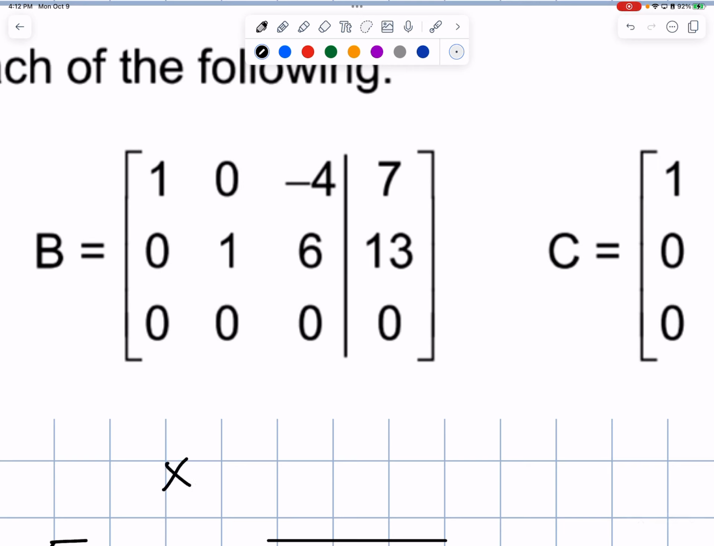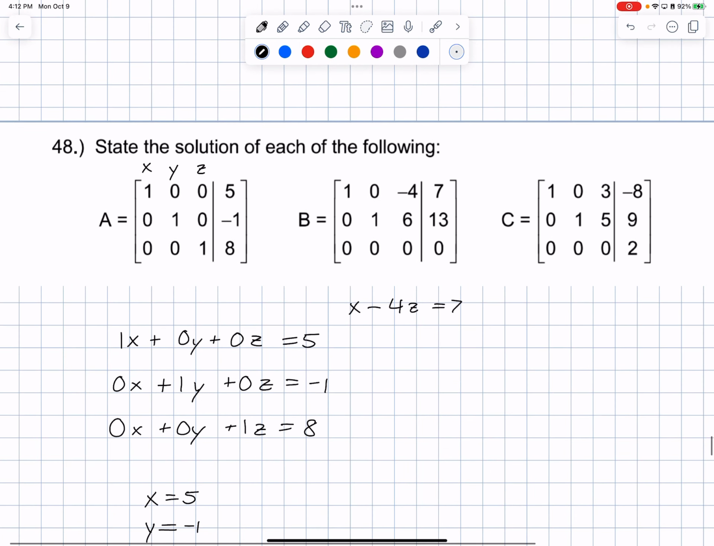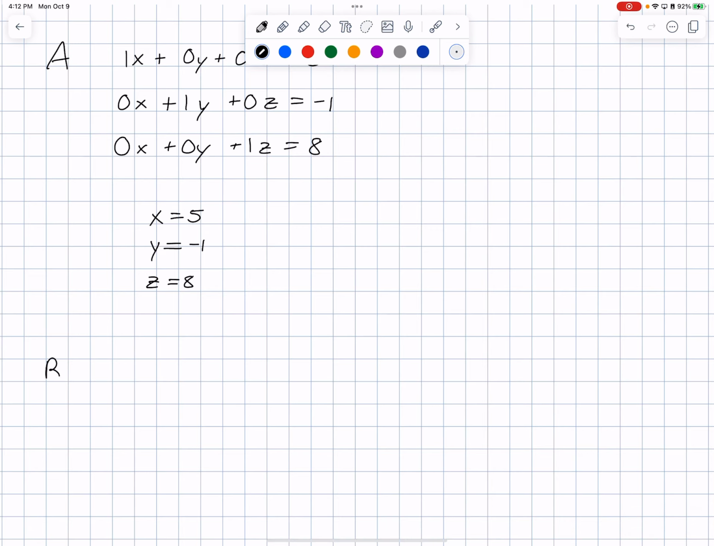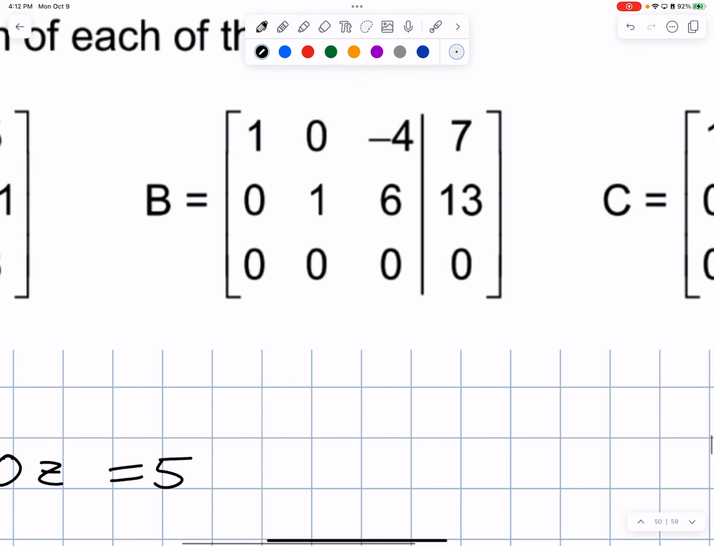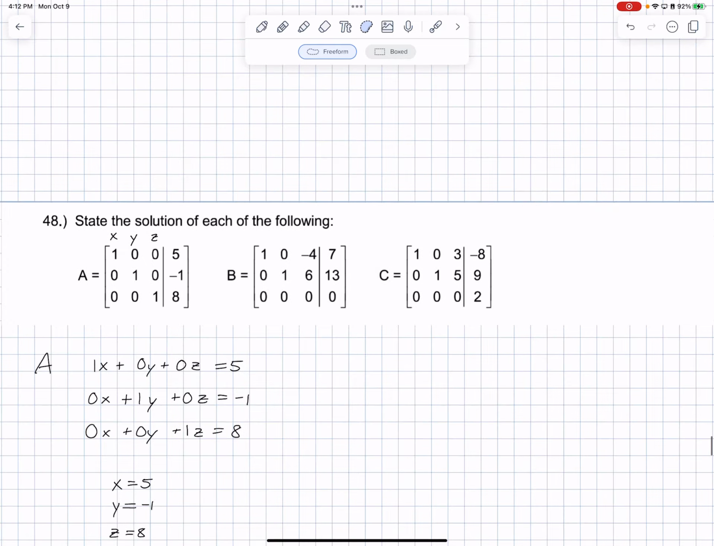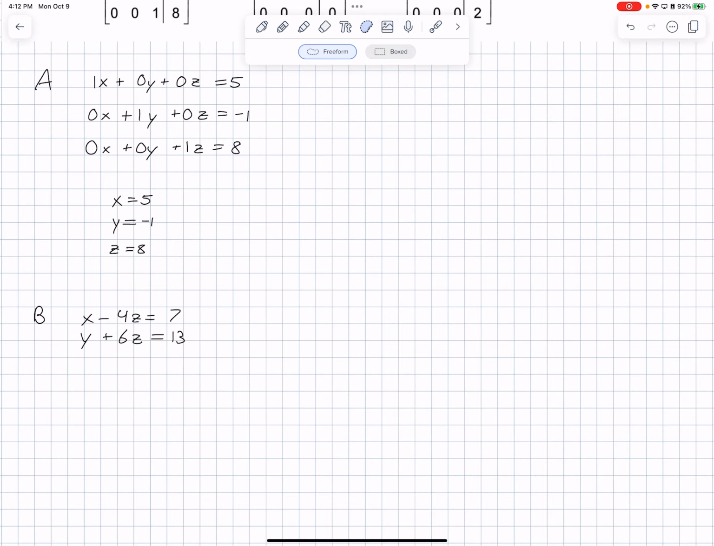For B, it says x minus 4z equals 7. I skipped writing plus 0y, but do you see why that's true? Okay, so x minus 4z equals 7. Let me write it down below so I have more room. So I'll say, that was A, here's B. x minus 4z equals 7. And then y plus 6z equals 13. That's the second piece of information we have. The final piece of information that we have is 0 equals 0, which doesn't help us much, so we're not going to include it.